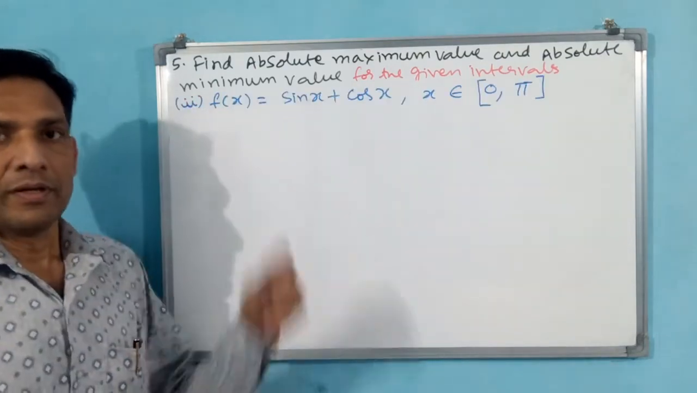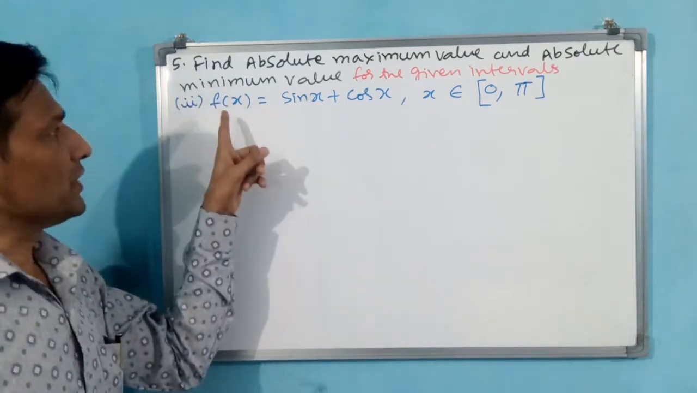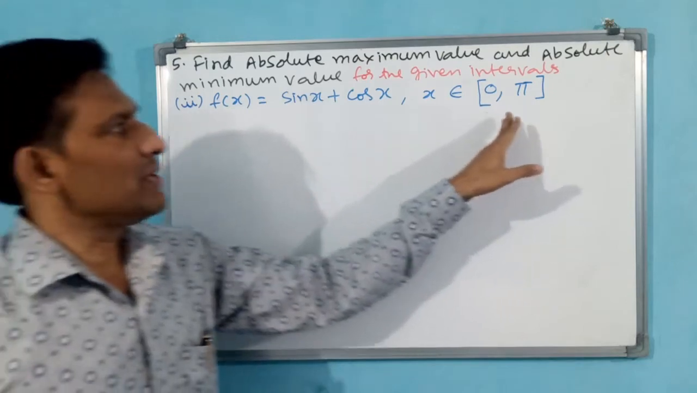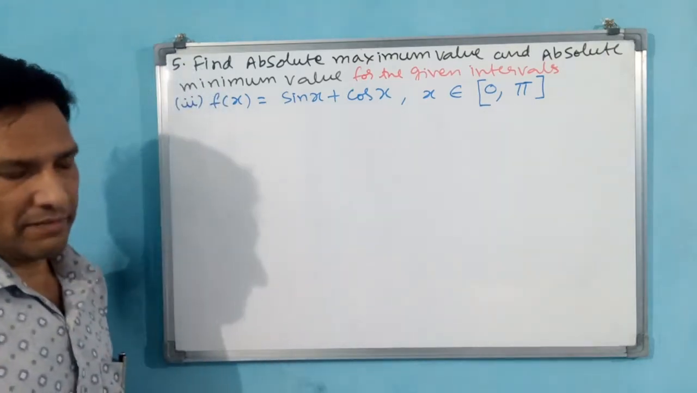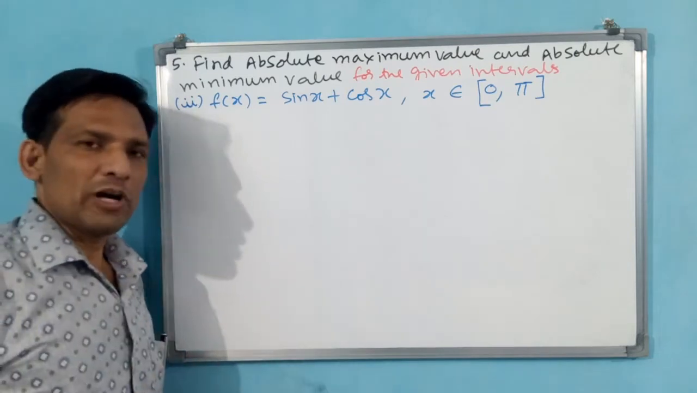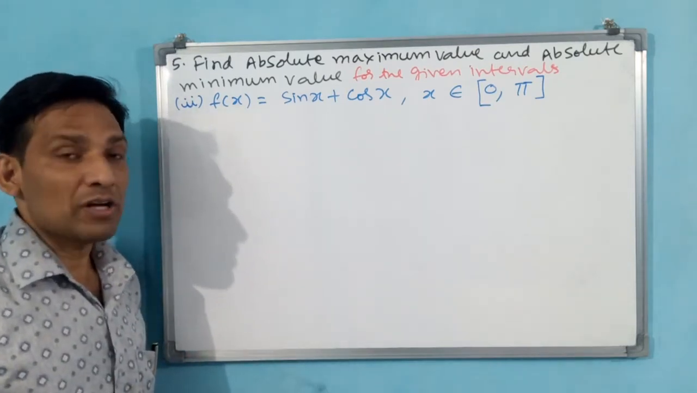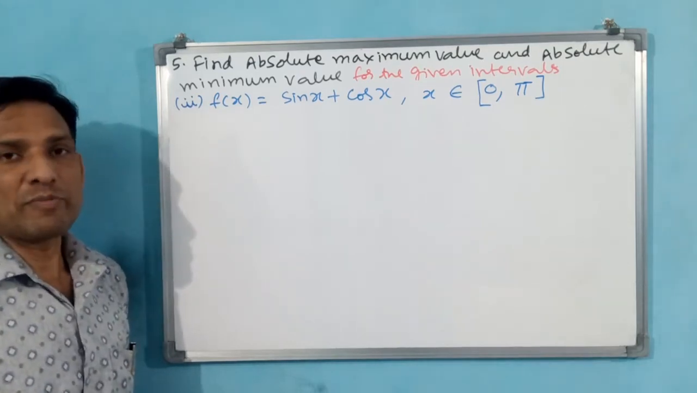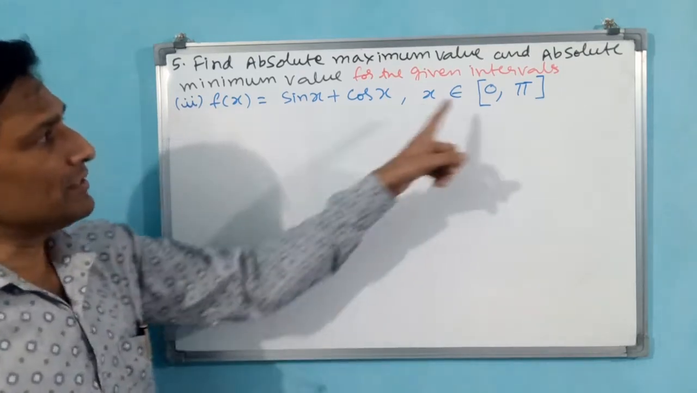Okay. See second part, fifth question. F of x is equal to sin x plus cos x, x belongs to 0 to pi, closed interval. Okay. See, same question we have done for local maximum, local minimum also. There local maximum, local minimum we have got. But here absolute minimum, absolute maximum we are getting. Why? Because this is fixed.